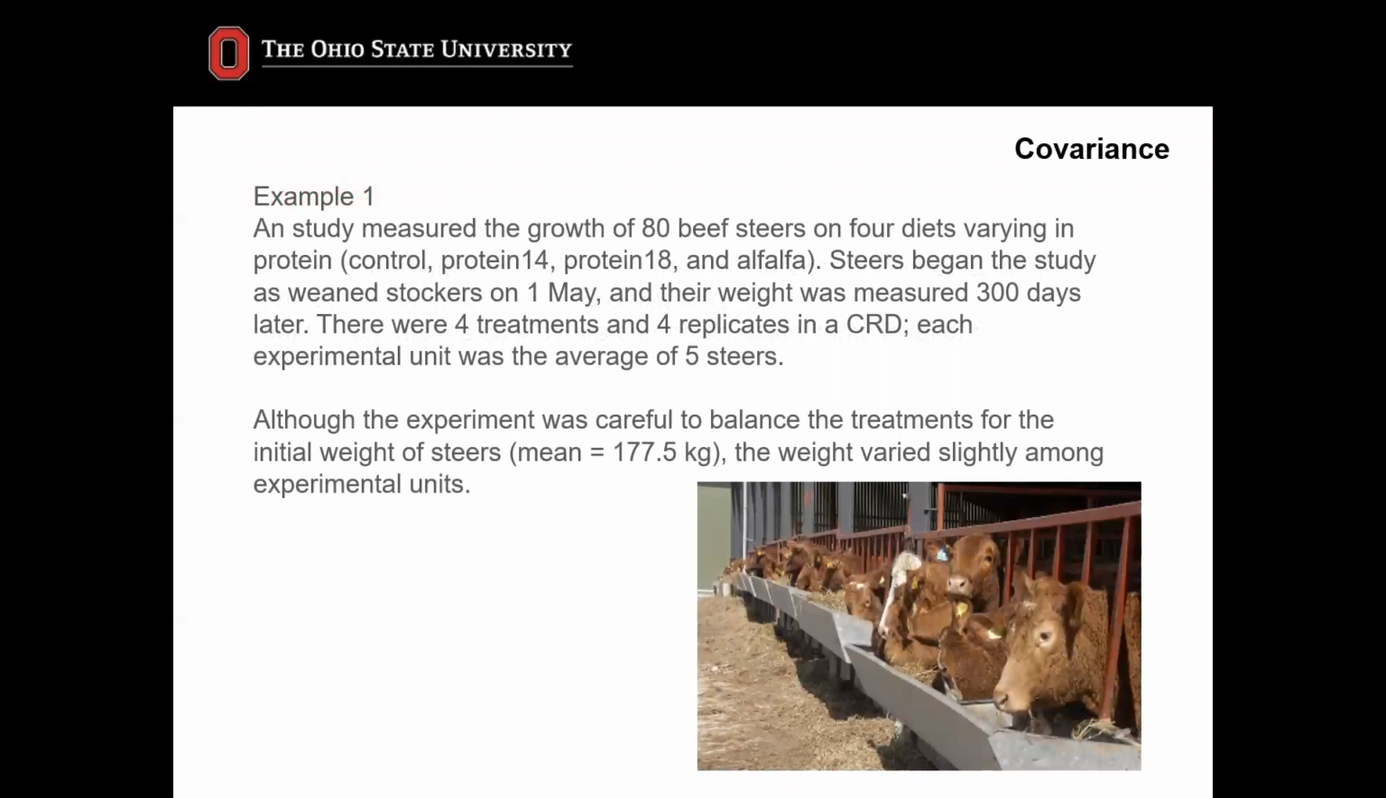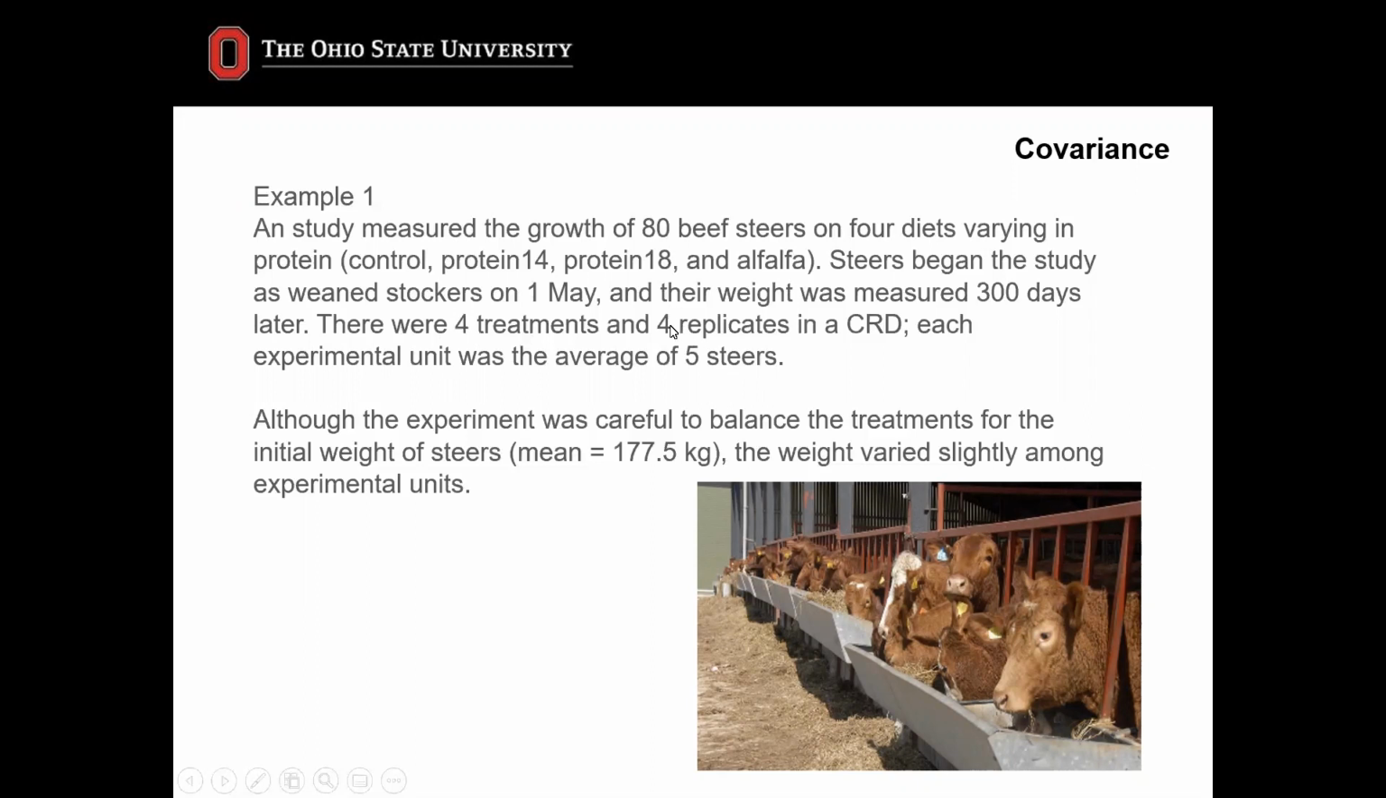So in this example, we're looking at a study that measured the growth of 80 beef steers on 4 diets varying in the level of protein. The 4 treatments are a control, a diet that is 14% protein, a diet that is 18% protein, and a diet that includes alfalfa. Steers began the study as weaned stockers in the beginning of the season, and their weight was measured 300 days later once they were at market weight.